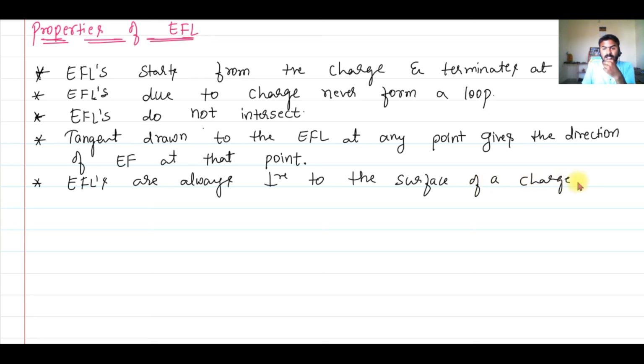Now many questions can be asked on this also. They can give you a diagram and draw the electrical field lines around the surface of the body, and some diagrams may not have electrical field lines starting perpendicular to the surface. So that cannot be an answer. That's wrong actually, right? So remember, all these points are very, very important. If you remember these points, you can answer questions based on the properties of electrical field lines easily.